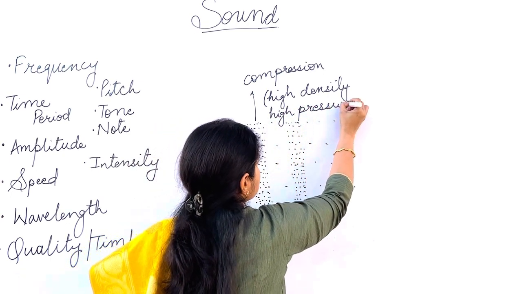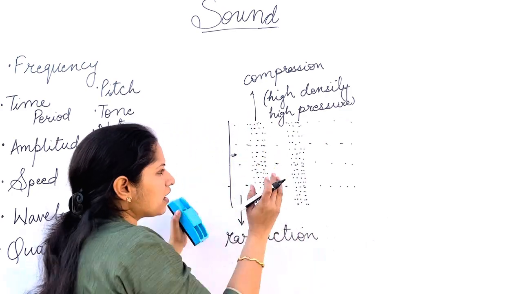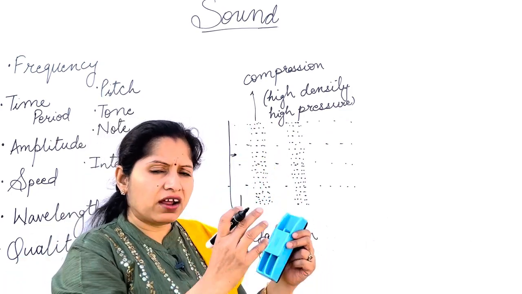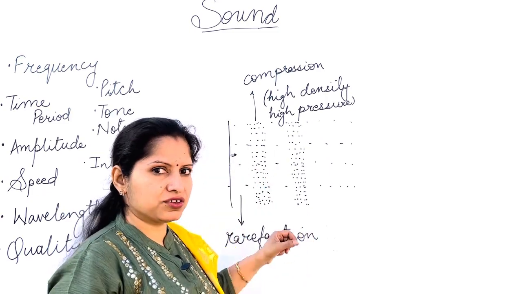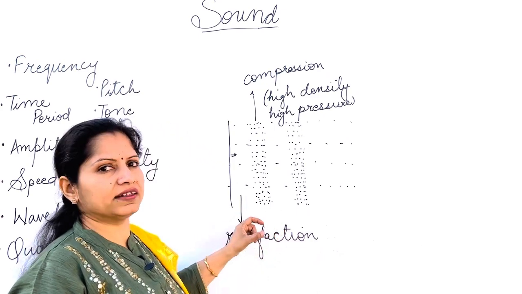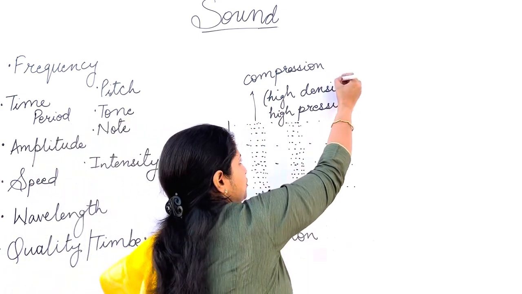Why is it high pressure? Because the particles are very closely packed in that area. So there are a lot of particles in this area. So this area will have high pressure and more particles are there. So we call it high density also.